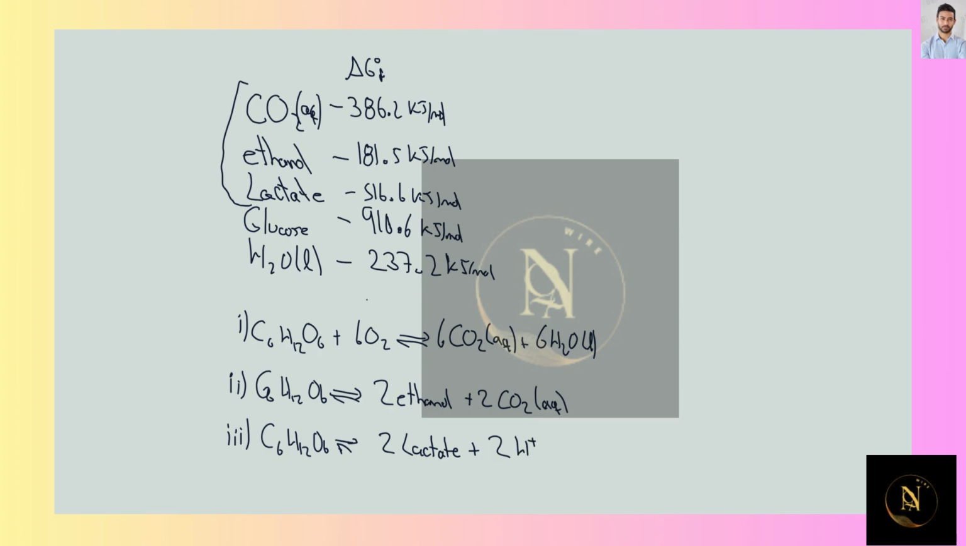So in this case, we don't need information for the delta G of formations of H plus and O2. It is because the delta G's for both of them are going to be equal to 0.